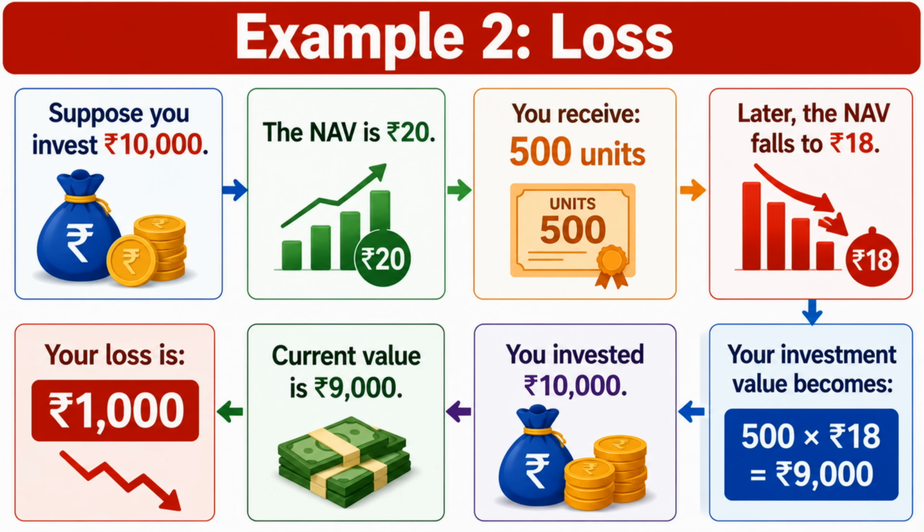Now we will see the example of loss. Suppose you invest 10,000 rupees, the NAV is 20 rupees, you receive 500 units, later the NAV falls to 18 rupees. So your investment value becomes 500 into 18 rupees, which is 9,000 rupees. You invested 10,000 rupees, but the current value is 9,000 rupees. So your loss is 1,000 rupees.